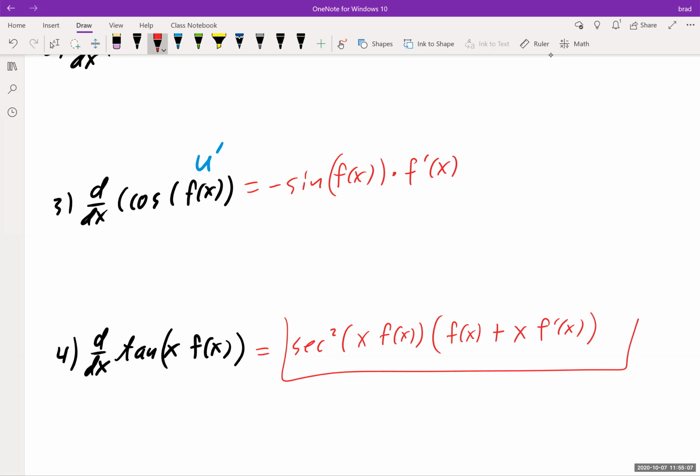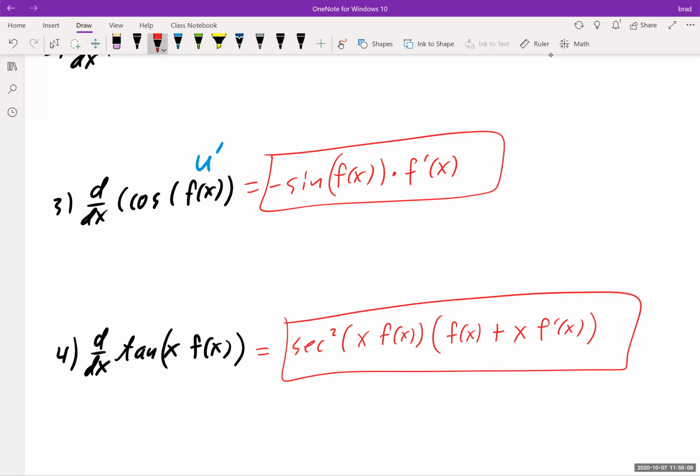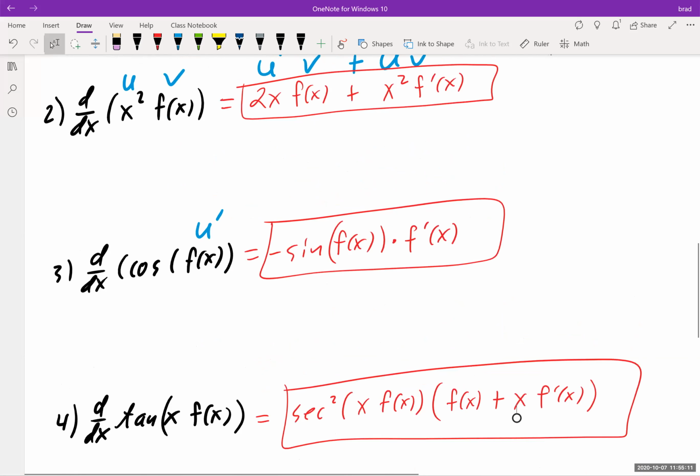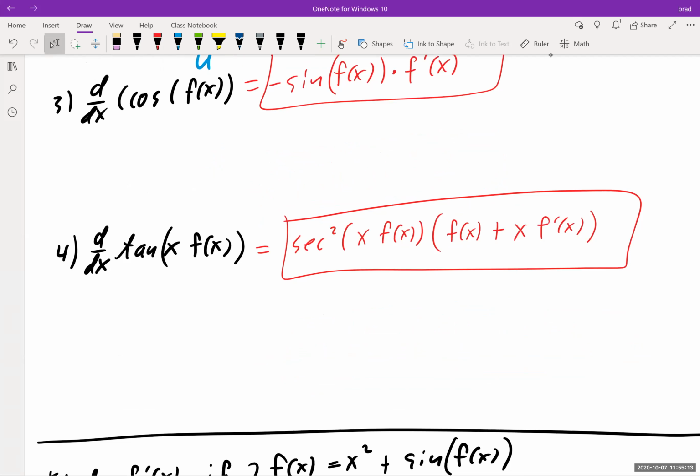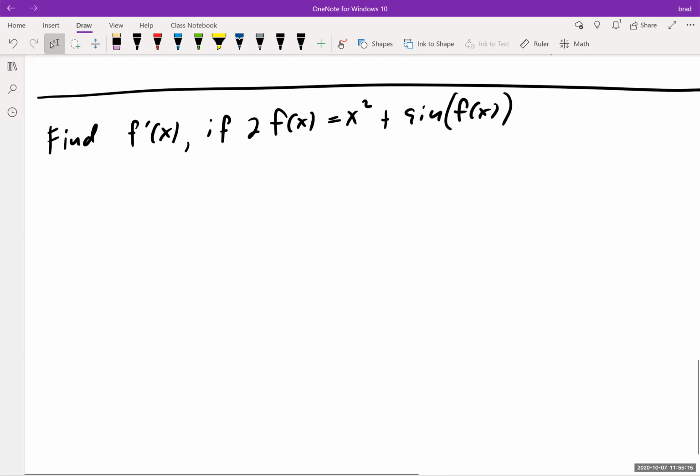So if you notice, I have been able to take the derivative of all of these functions, and I never even knew what f of x was. So we're going to use similar thinking to solve for f prime. In this problem, I'm going to ask you to find f prime of x if 2f of x is equal to x squared plus sine of f of x.